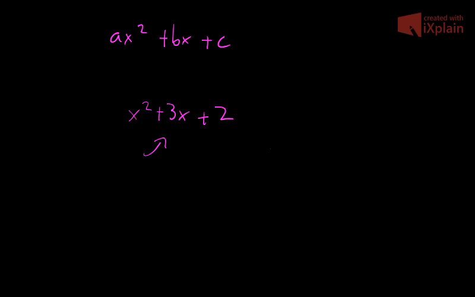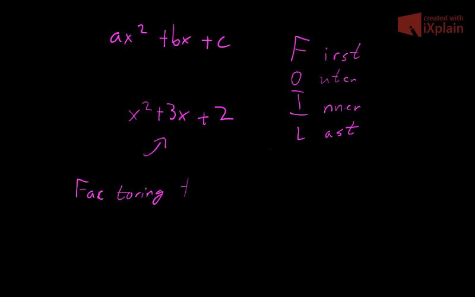Just something we've done before is foiling. Foiling, of course, is going to be first, outer, inner, and last. And what we're going to do when we factor a trinomial, so factoring trinomials, that is going to be foiling backwards. I'm just going to write back because I don't think I have enough room to write backwards there. That's okay, so we're going to FOIL backwards.